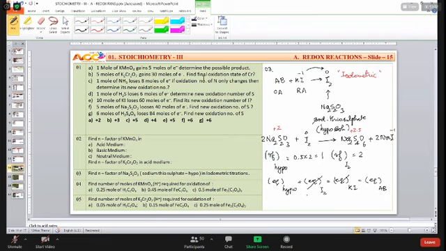So in case of iodometric titrations, we go by this method. Equivalence of hypo is equal to equivalence of AB.